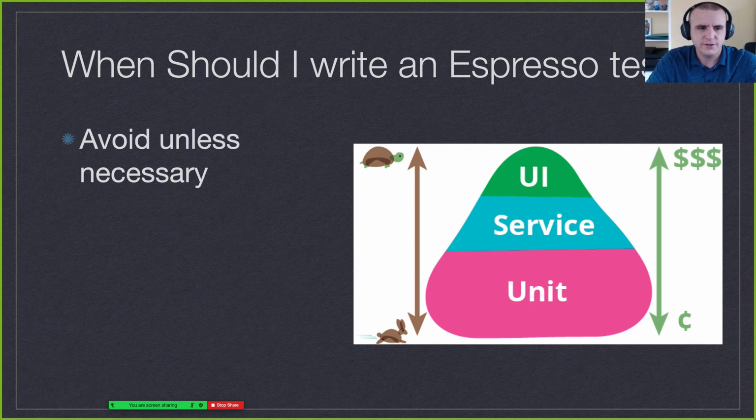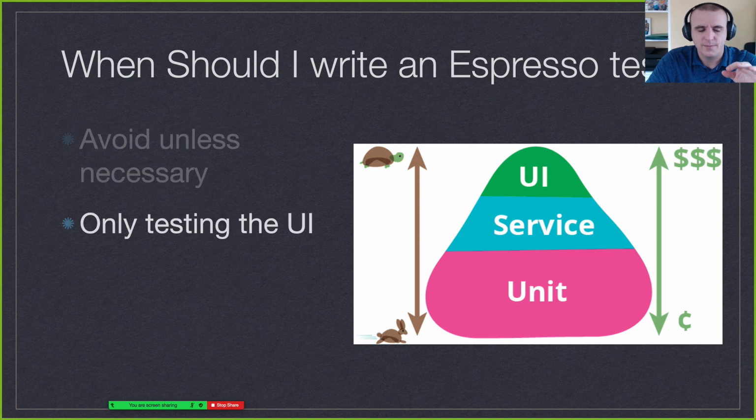So avoid UI tests unless necessary. Make sure you're only testing the UI. If you're testing things that don't include UI, like your networking layer or your business logic, use something under the hood. Use a unit test, or use a test that just uses those components, because it is possible to write an Android test that runs on an Android device that does not actually display a UI.